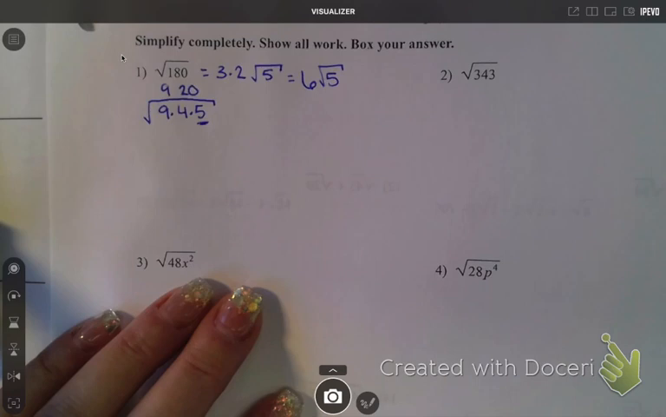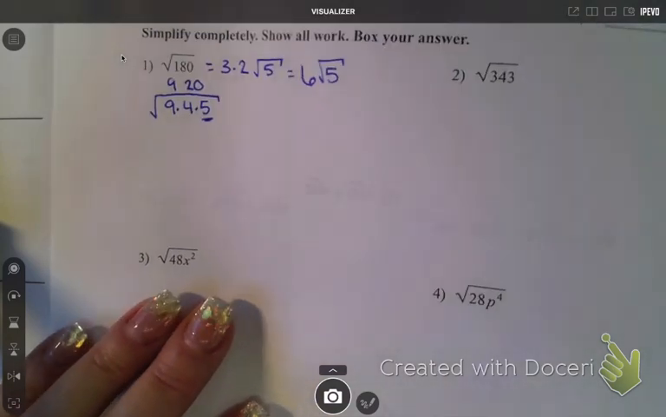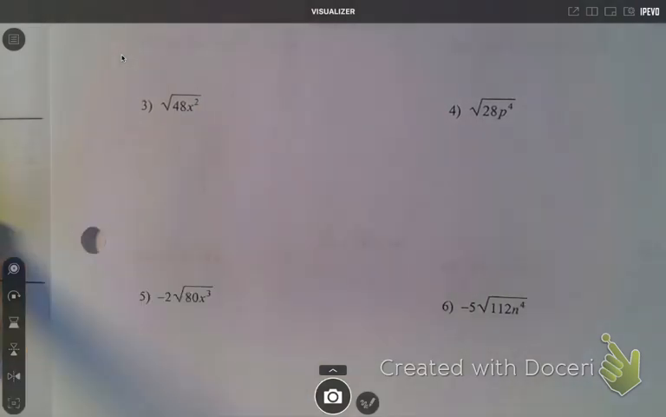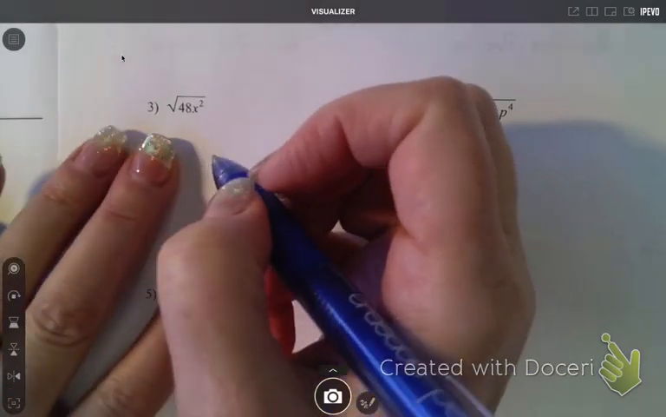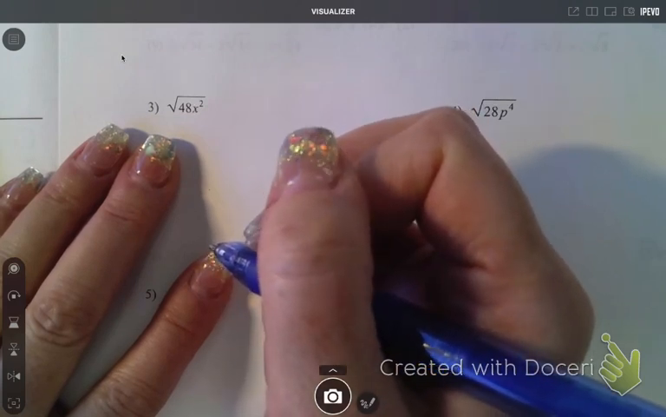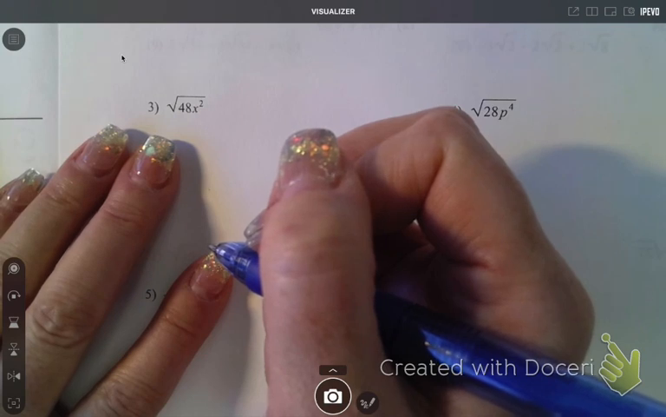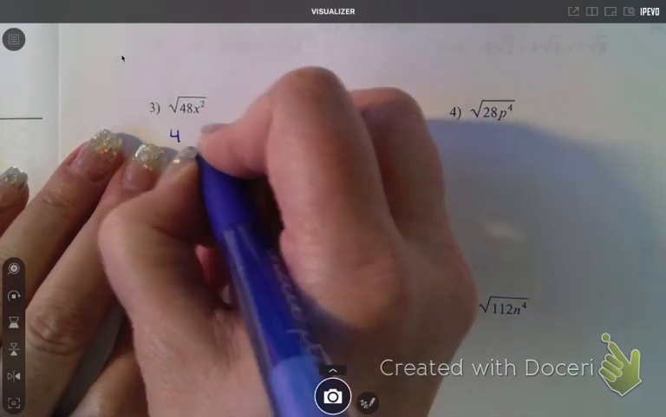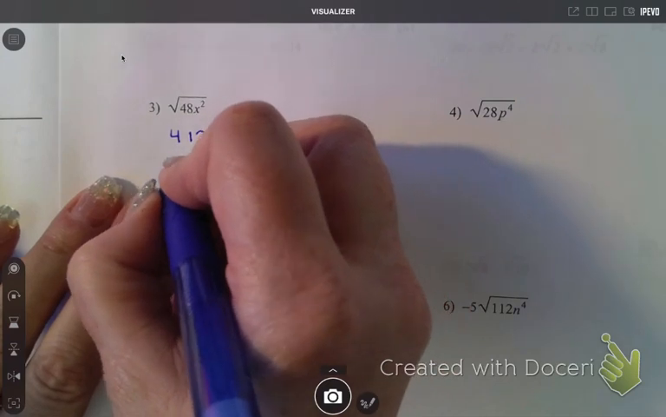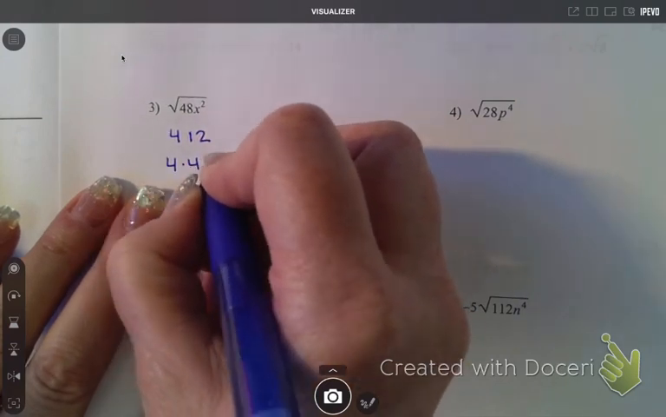So today we're going to add in, look at number 3. We're going to add in a variable, yes? Same thing. We're looking for pairs of what? 2. Okay, so 48, what's the perfect square in 48? 4. 4 goes in 48. 4 times 12. Is there a perfect square in 12? Yes. 4. So I have 4 times 4 times 3.